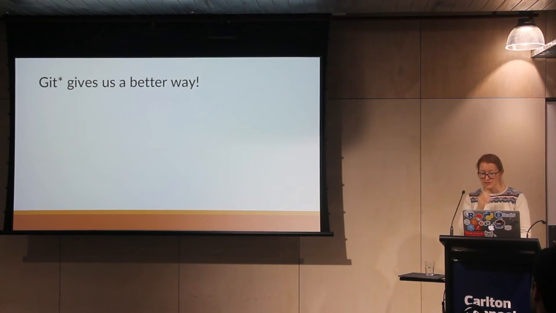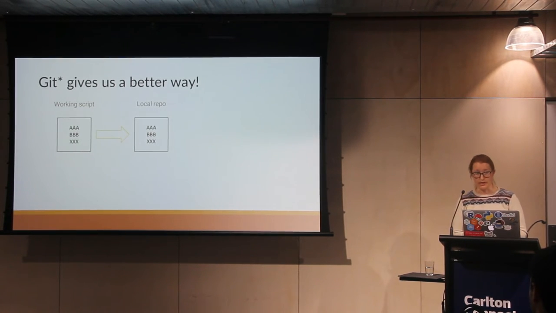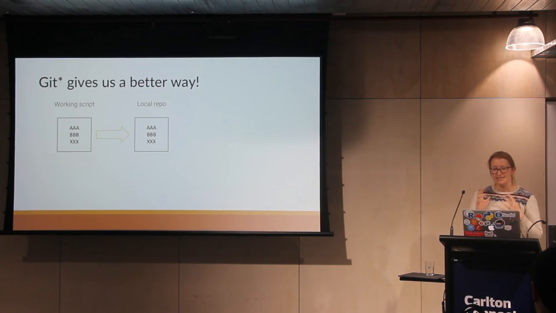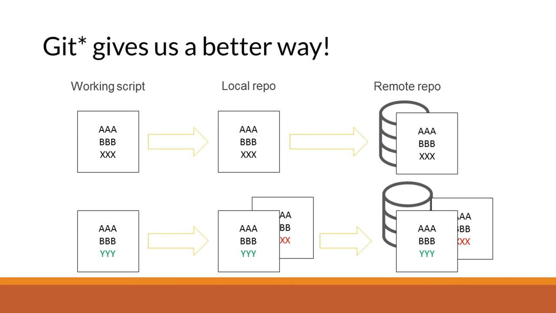So let's illustrate this with a diagram. Let's say we've got the current version of our script. What we do with Git is we commit the current version of our script to a local repository or repo. This is essentially just a special type of folder that keeps track of changes that we make to our script. We can also push this version to a remote repo in order to make sharing with others easier, but I'll cover that in the next section of the talk. All right, so we get back to working on our script, and we make some changes, as you can see here. We then commit this new version to our local repo, and then subsequently our remote repo.